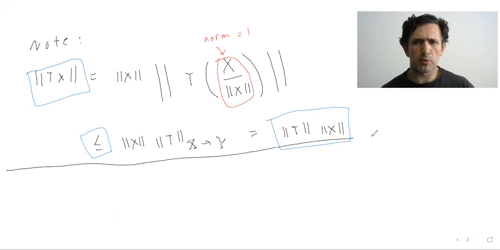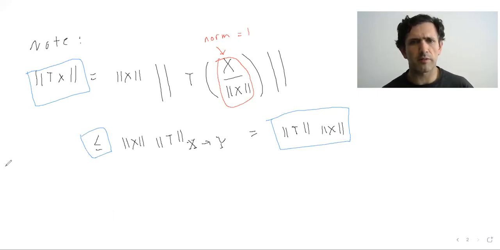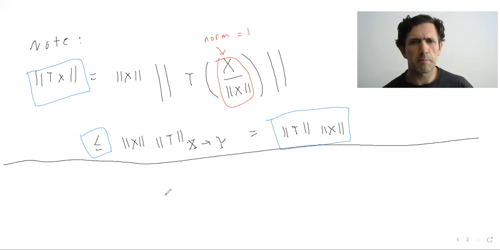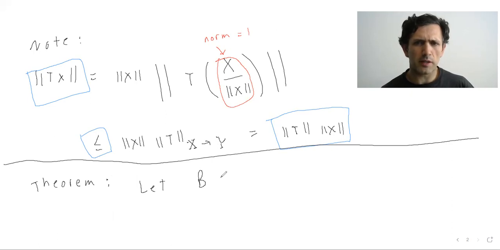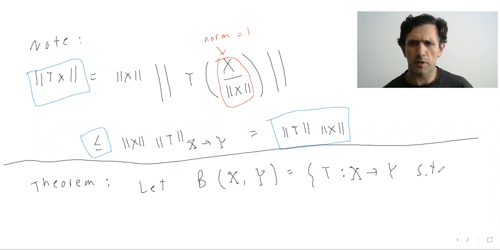All right, so let me prove at least a good chunk of the following very useful theorem. So from now on, let B(X, Y), for two normed vector spaces X and Y, be the set of all bounded linear maps, bounded linear operators, same thing, from X to Y.